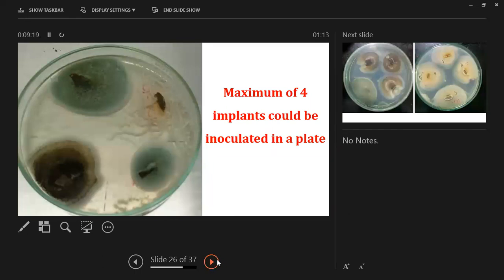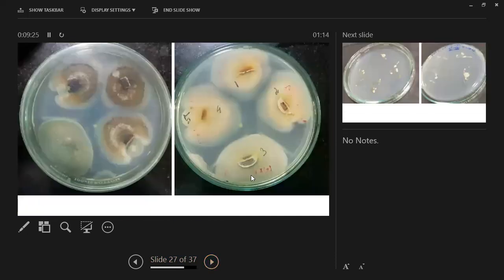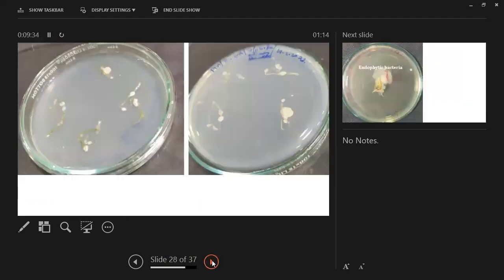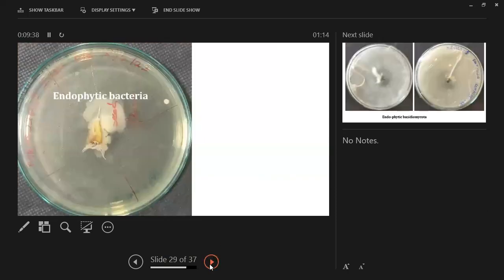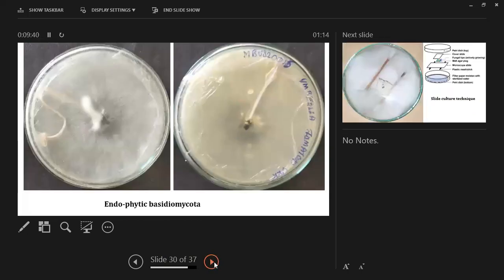A maximum of 4 inoculations of plant samples, after treating with the surface sterilant, can be used in a single plate. You will have a plate something like this. Even though the same species has been inoculated here, we have different fungi coming out of the leaf. You will also have bacteria or yeast coming out of it many times. So you may have surprises also like this. Sometimes you will see a mushroom coming out of it.